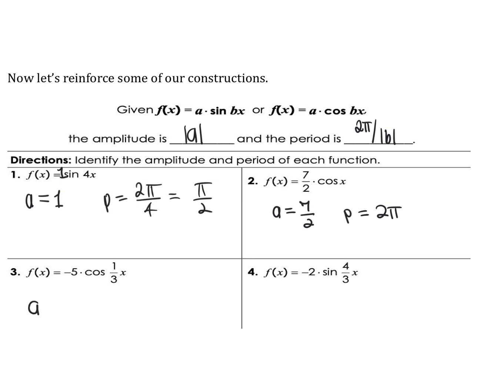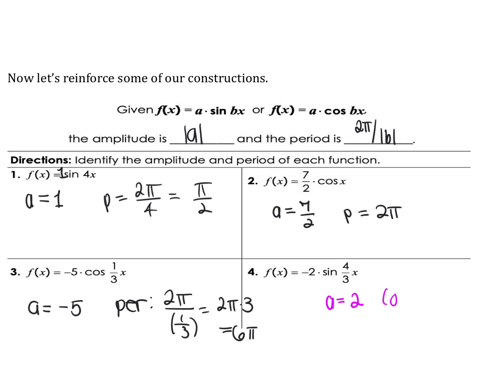And then for number 3, we have a equals -5. And then the period is going to be 2 pi over 1/3, which is going to be 2 pi times 3, which is 6 pi. Then for number 4, we're going to have the amplitude is 2. Remember, we say the amplitude has to be positive. And then for the period, we're going to have 2 pi divided by 4/3, which is 2 pi times 3/4, which is going to be 3 pi over 2.